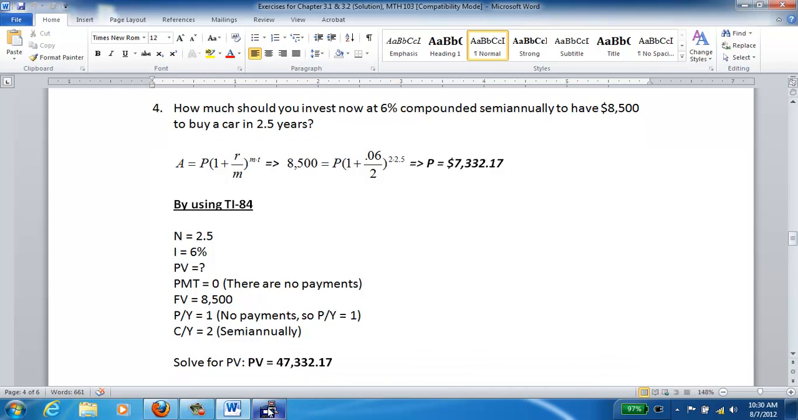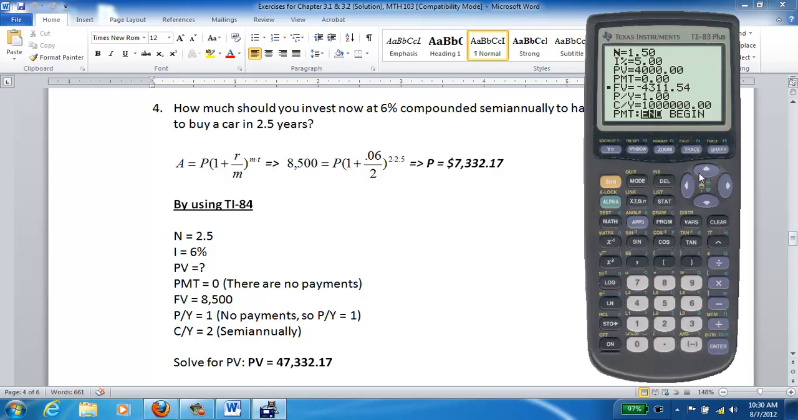So let's use the calculator. For this problem, the N is going to be 2.5.